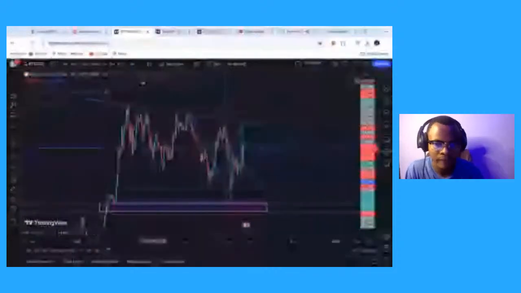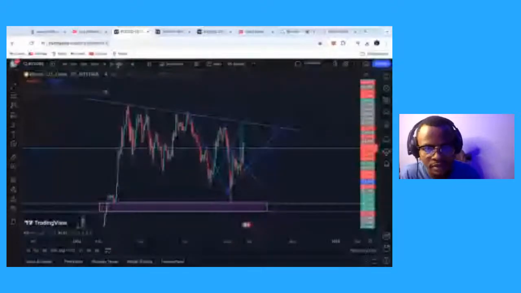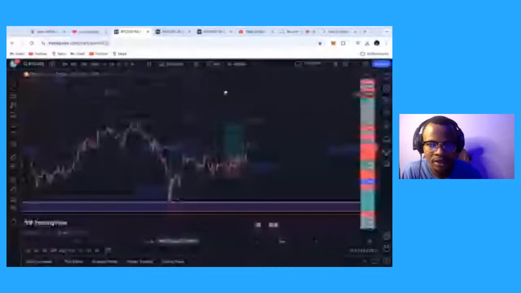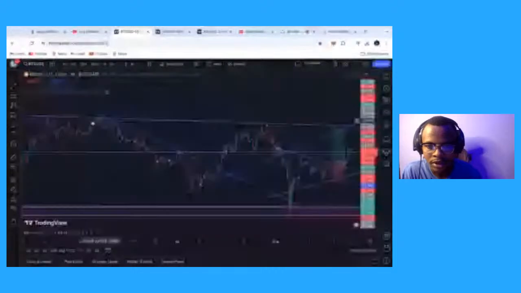I can have a more in-depth view of this Bitcoin. Now look at it. This trend line has been maintained. As you can see, it's maintained this trend line. And this is how I trade. Most times I trade Bitcoin with trend lines because Bitcoin often respects trend lines.